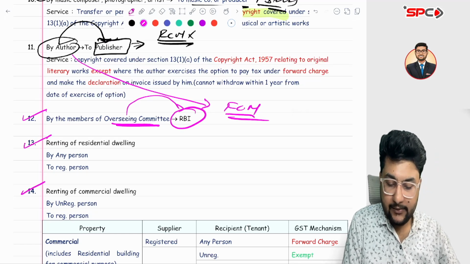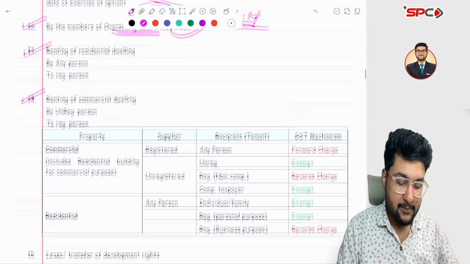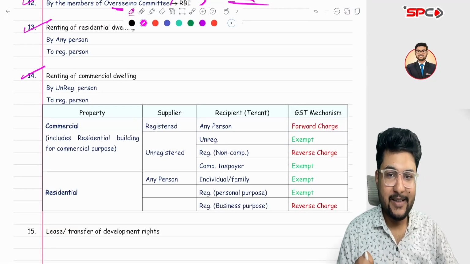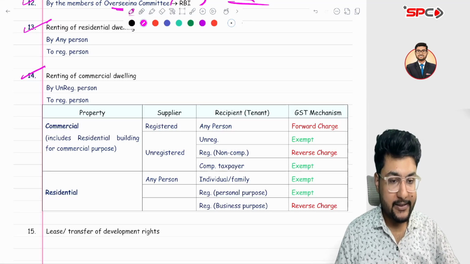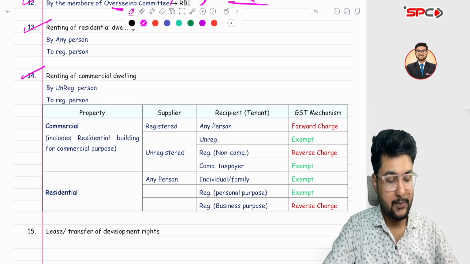Okay, next, 13-14 is very easy. I have made a single table for it, and it will be very easy after studying from this. Just give me a minute.